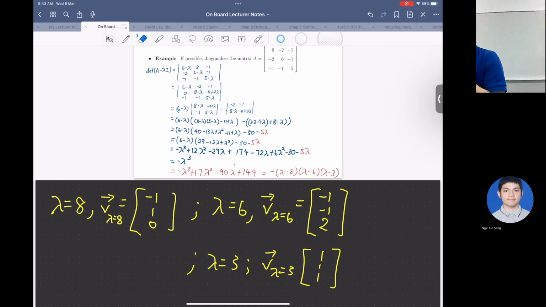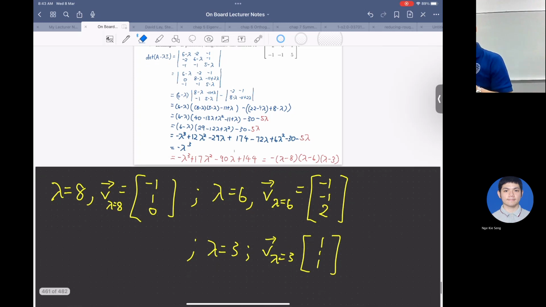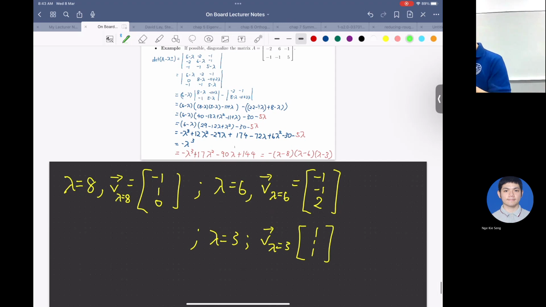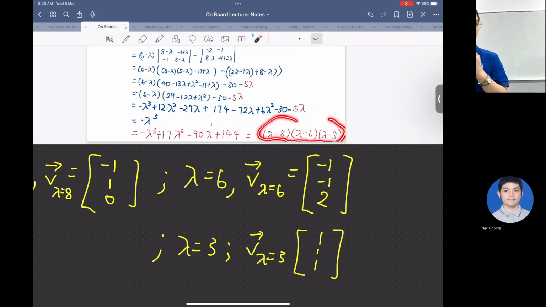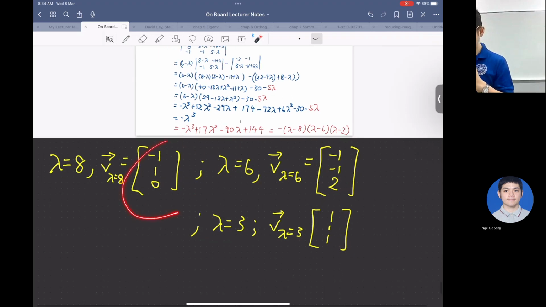Anyone got the eigenvectors already? Is it the same as here or did you get a different answer? Same? You can shout out if you have a different answer and then we will see. Is it the same? Okay. So from here you can see that the algebraic multiplicity of the eigenvalues 8, 6, and 3 is all 1, right? Because the power is just 1 in the characteristic polynomial. And the geometric multiplicity is also 1 because they are spanned by 1 eigenvector.